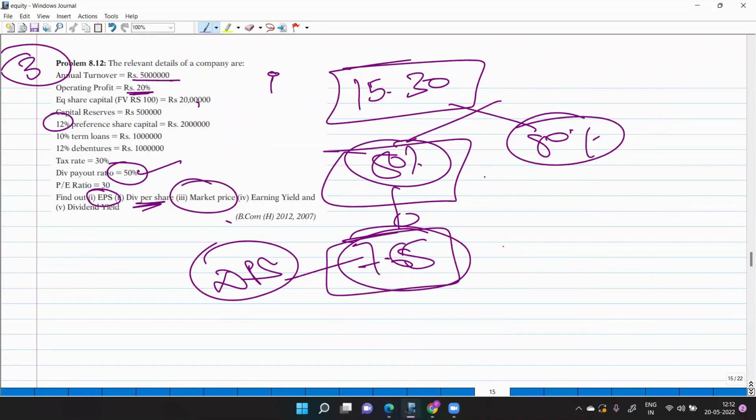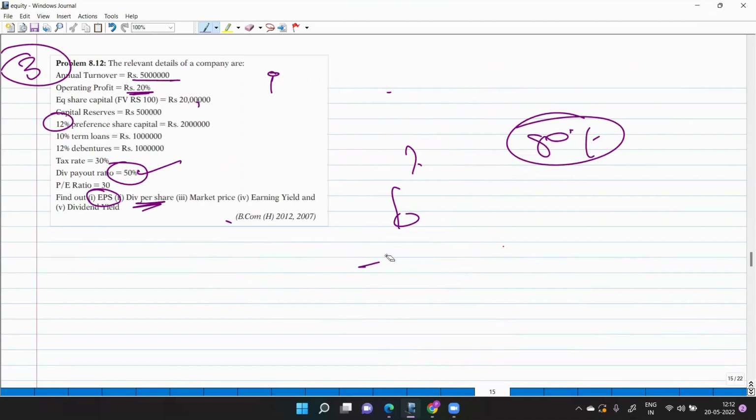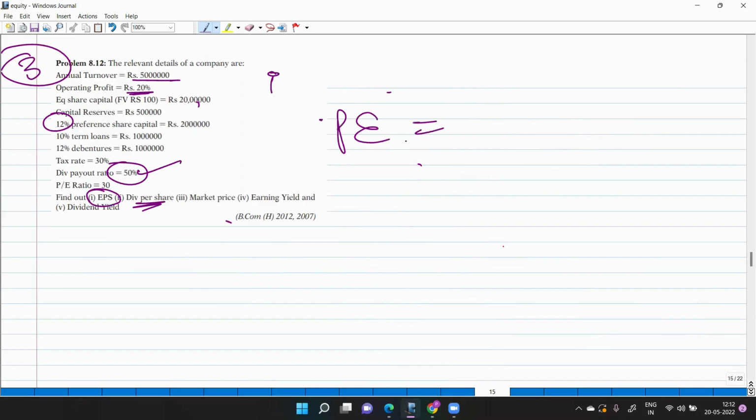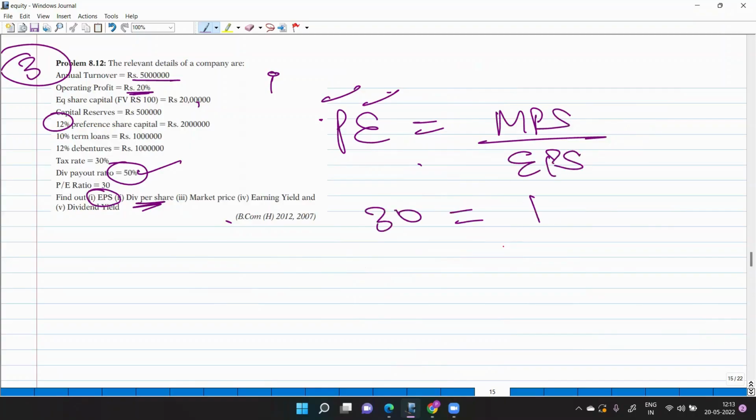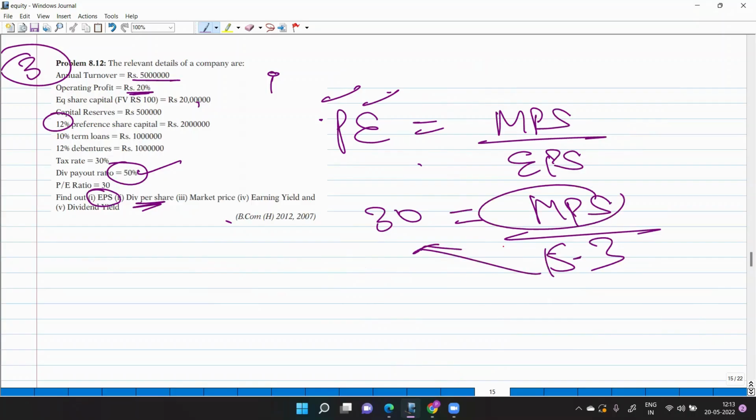Market price. How do I calculate market price? If I just rewrite the formula of PE ratio, you don't need to memorize it. Say PE, price upon earning, price is market price, earning is EPS. The PE ratio is given to me, so I can find this MPS. EPS came out to be 15.3. I will just cross multiply and I will get the market price. Get it?